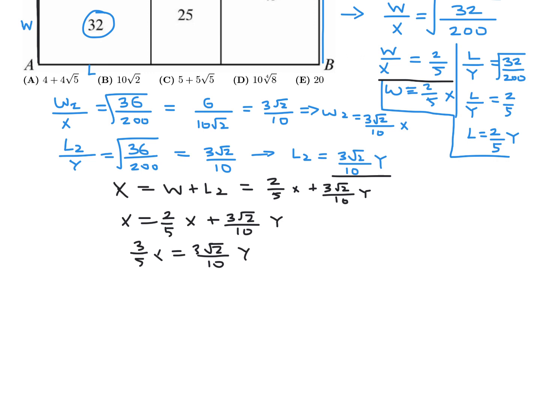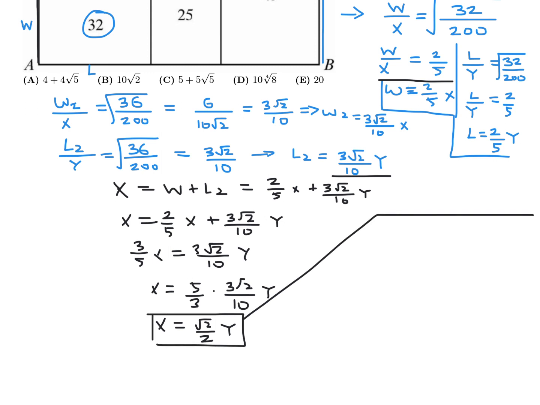I want to get x in terms of y. So that means x would be equal to 5 over 3 times 3 root 2 over 10y. So the 3's cancel, so you get root 2 over 2y. Correct? And then if I rationalize it, no, it's already rationalized, because I don't need to rationalize the numerator. Okay, that's a very good finding here. It took a lot to get that, but we got it.